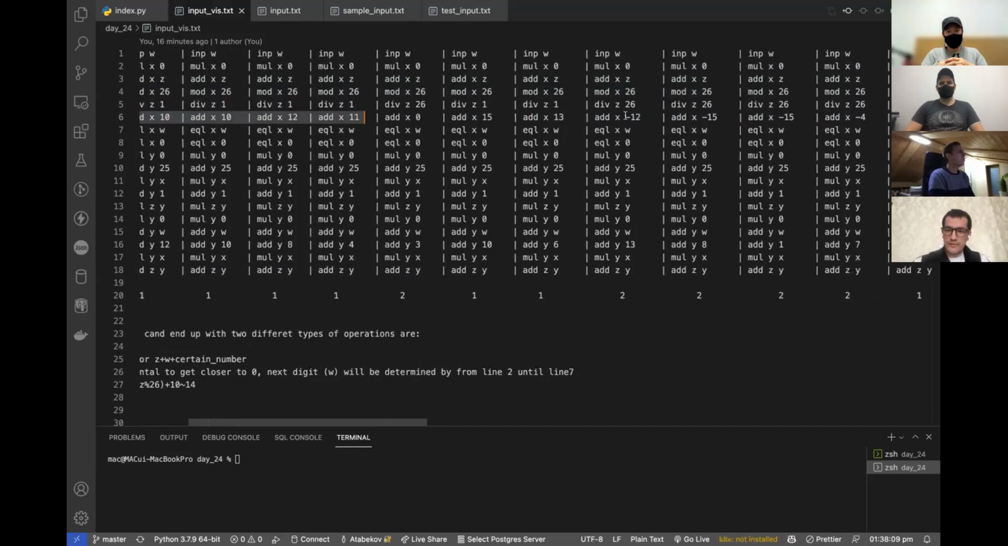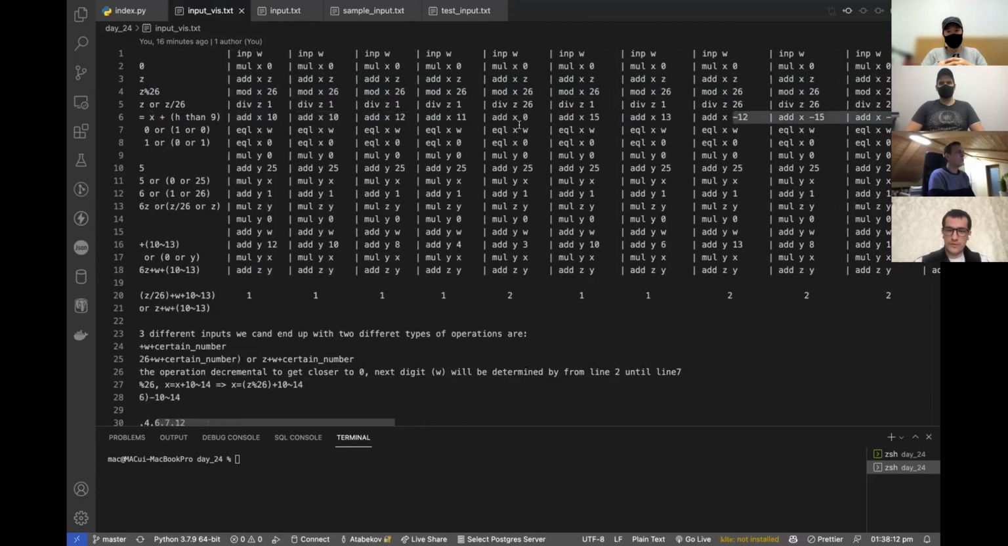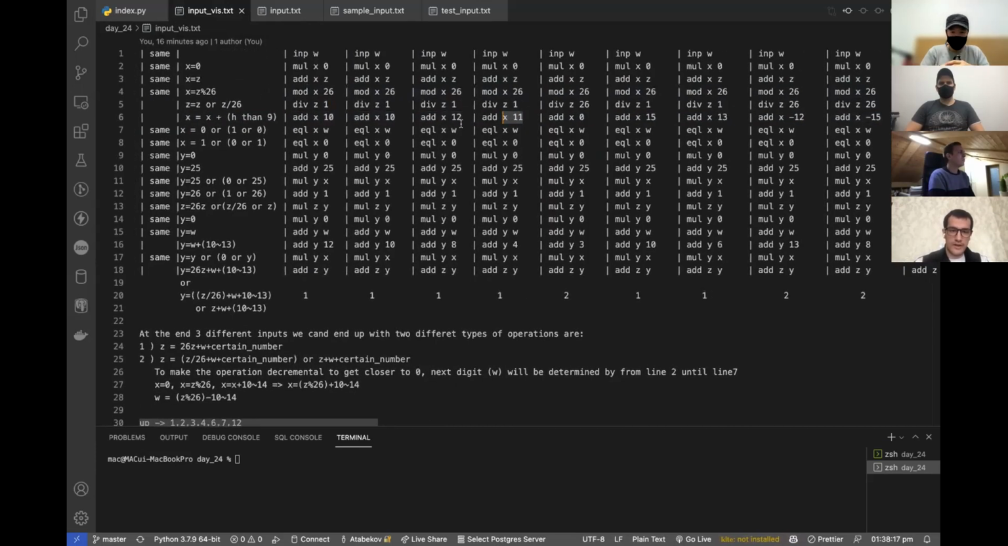Some of them have negative integers here, or 0, but some of them always have a digit higher than 9. It's important because in the next step, we are comparing our x with w. Our w is our input, and we did not change it since the start, and our input is always a digit between 1 and 9. So when we add an integer higher than 9 to our x here, our first type operations will always set x to 1, because they cannot be equal.